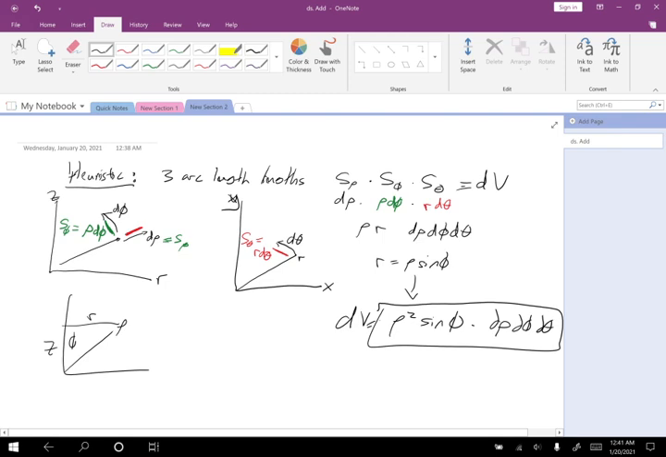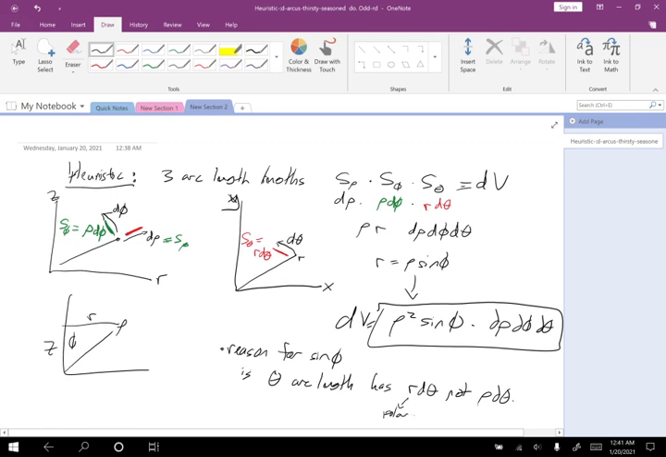So you can sum this up by saying the reason for sine phi is that the theta arc length has r d theta, not rho d theta. Again, because r is the polar coordinate radius, and theta is the polar coordinate angle, or the azimuthal angle. It's not the polar angle, that's phi.